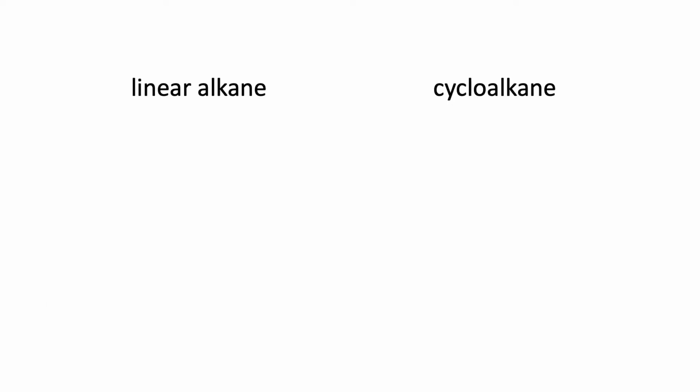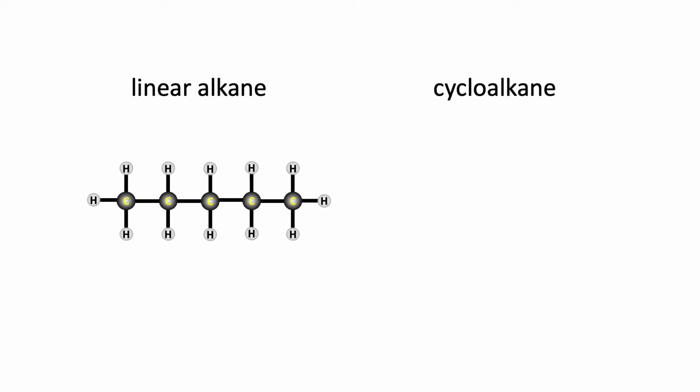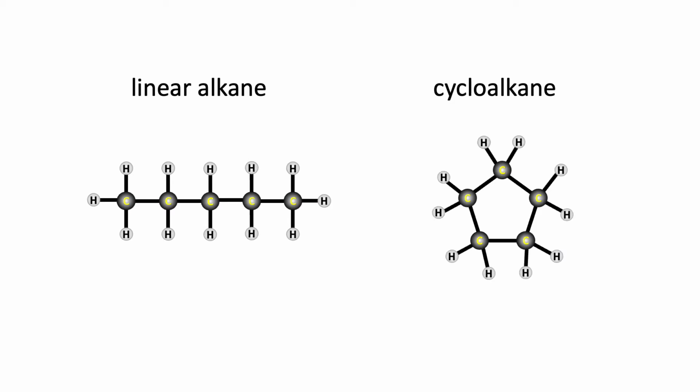Linear alkanes have all their carbon atoms joined together in a chain, like this. Note that the carbon atoms on the end of the chain, here, have 3 hydrogen atoms attached to them. The carbon atoms in the middle of the chain, here, have just 2 hydrogen atoms attached, but every carbon has exactly 4 bonds. In a cycloalkane, the carbon atoms are joined in a ring, like this. Every carbon atom is already bonded to 2 other carbon atoms, so it must also have 2 hydrogen atoms attached to make up the 4 bonds it needs.